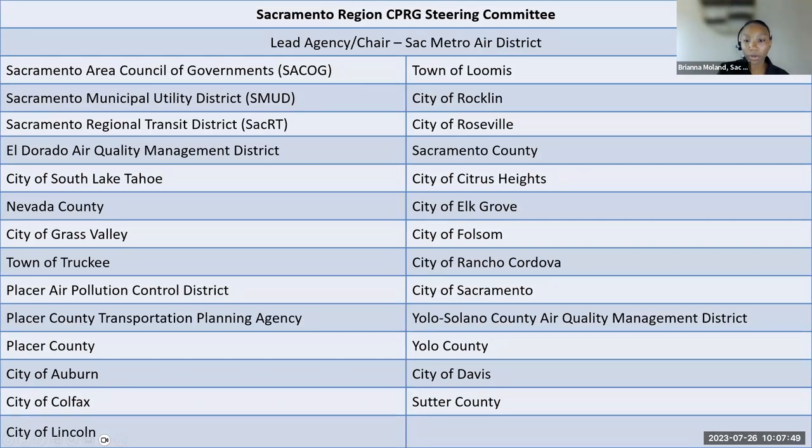Here is a list of our steering committee. We have SACOG, SMUD, SACRT, as well as the counties and cities within our MSA as participants. We have 20 letters of support from this group, and those letters of support were submitted to EPA as part of our notice of intent to participate in this grant program.